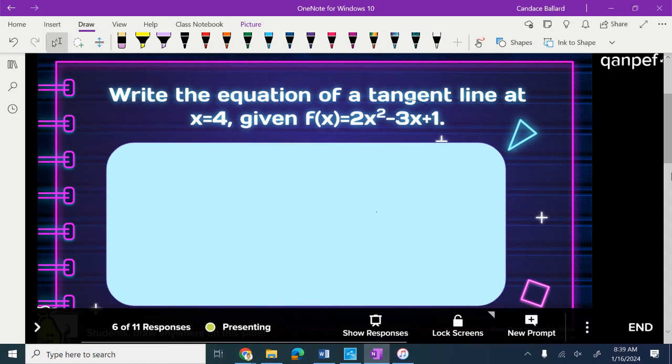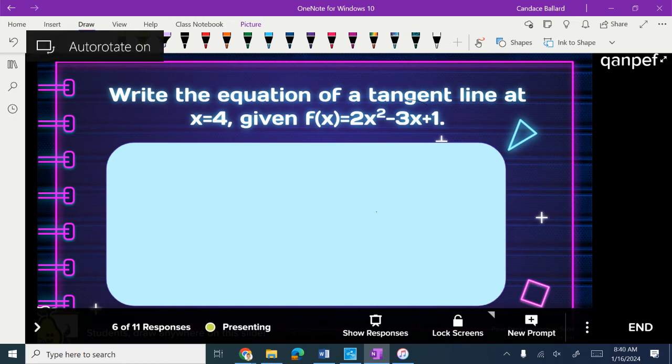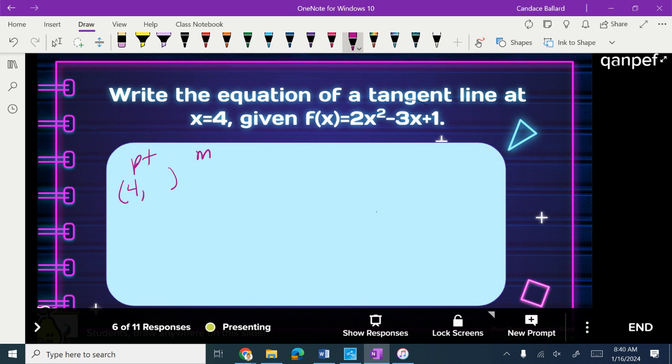The two things you need for the equation of a tangent line are the point and the slope. Okay. Do we have either the point or the slope right now? What's the only thing we know? We know that x equals 4. So I have half the point, right? I've got the x value. Okay. Let's work on the point. So what do I need to do to find the y value of the point?